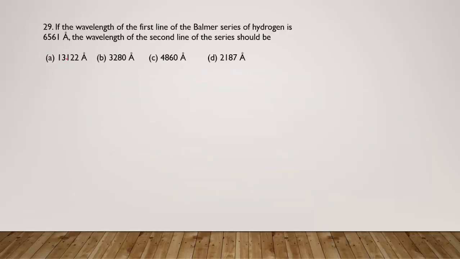The next question is, if the wavelength of the first line of the Balmer series of hydrogen atom is 6561 angstrom, the wavelength of the second line of the series should be? For the Balmer series, n1 equal to 2 and n2 equal to 3 for the first line. Here n2 is equal to 4 for the second line. Here also n1 equal to 2.